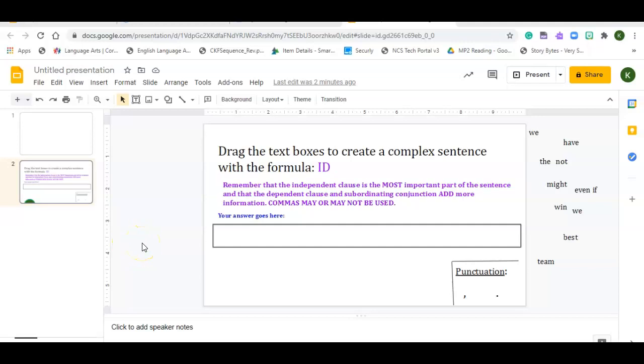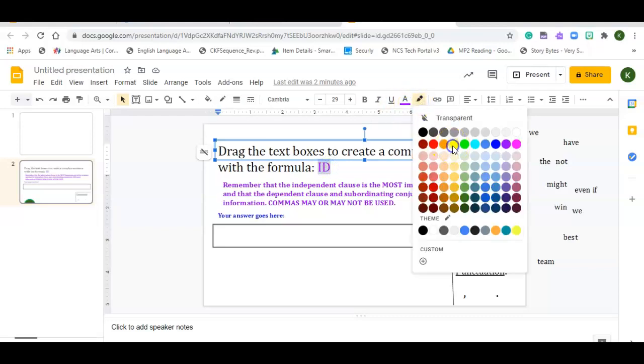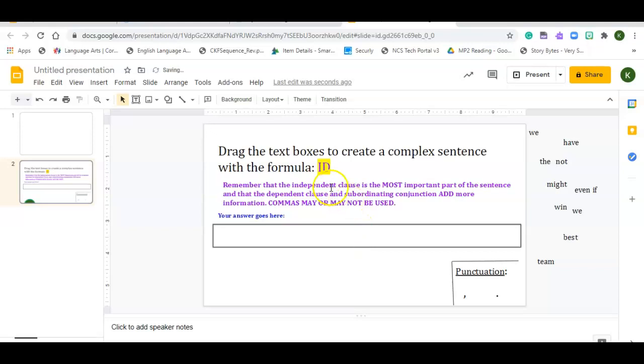Okay, this is going to be an example of how you can attack the assignment, okay? The very first thing you want to do is look at the formula. And in this case, we're asking you to do an ID. And an ID means you have your independent clause first, then your subordinating conjunction, and then your dependent clause.